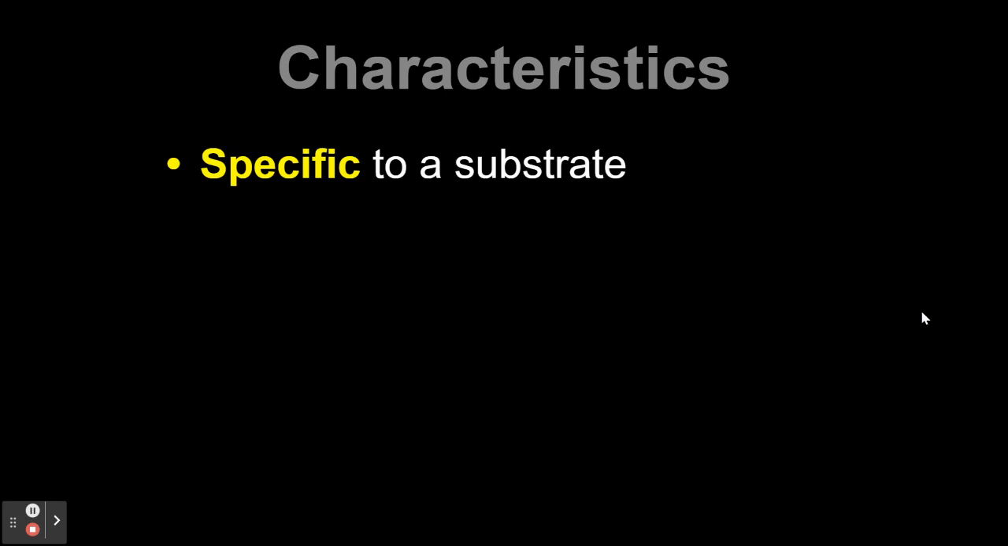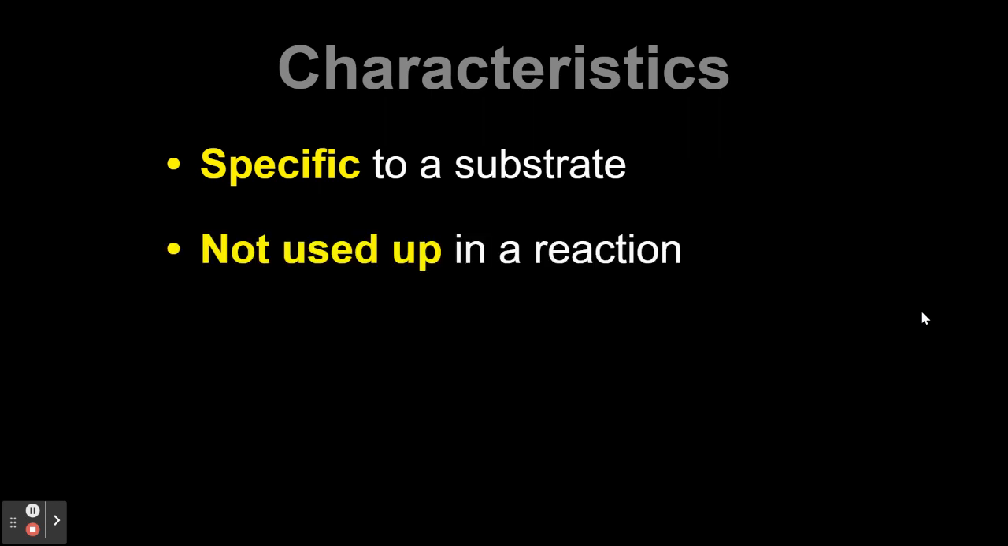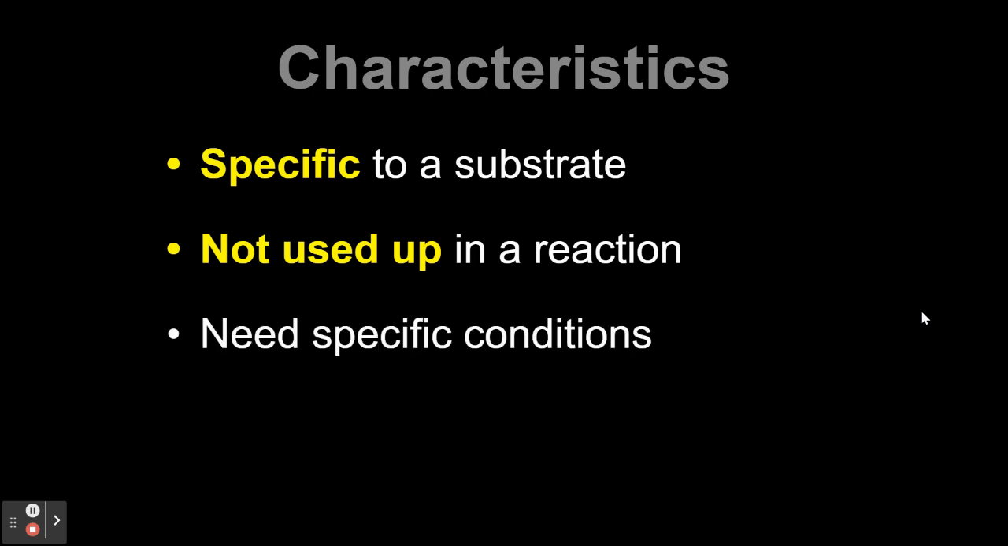Now, the characteristics, remember that they are very specific to a substrate. It's all about the shape. So just like a wrench only works with a bolt that it fits, enzymes only work with a specific substrate that fits in that active site. They're not used up, so they can be used over and over again, just like a wrench. And they need specific conditions. So pH and temperature can dramatically impact an enzyme.